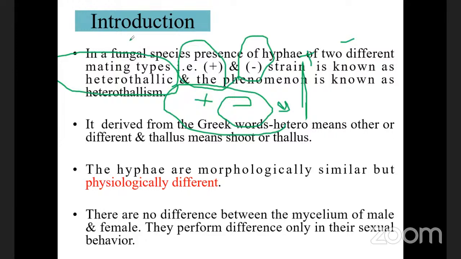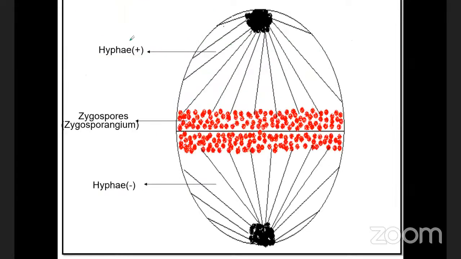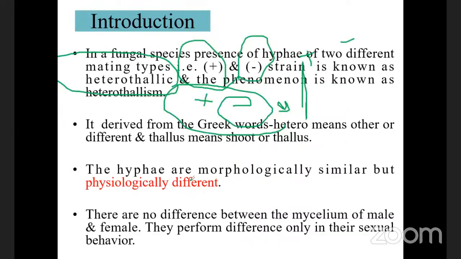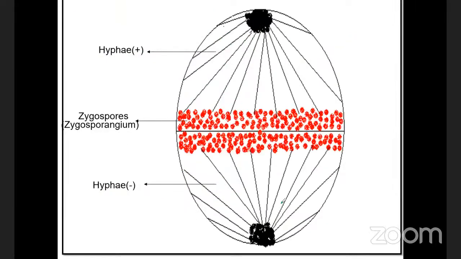Hetero means different. Though differentiation is there functionally and physiologically, morphologically these are all the same. Morphologically, we can't distinguish whether it is a plus strain or minus strain thallus. But physiologically, functionally, there is a variation in heterothallism. We can't distinguish male thallus and female thallus based only upon the structure.